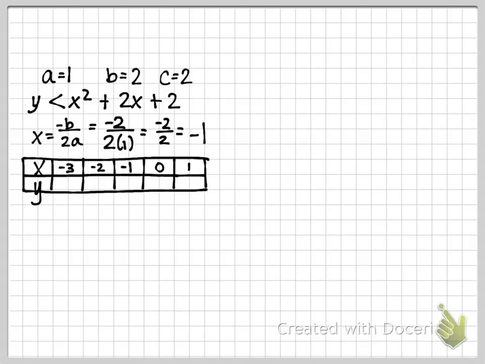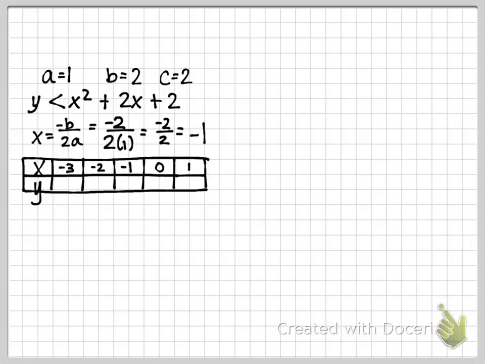You say, wait a second, I thought it was a greater than or less than sign. It is, but we're not going to worry about that because our numbers are still going to be the same no matter if it's greater than or less than. The only thing that the greater than or less than sign changes is the dotted line or solid line and where we shade. So I'm going to do alpha x squared plus 2 alpha x plus 2.